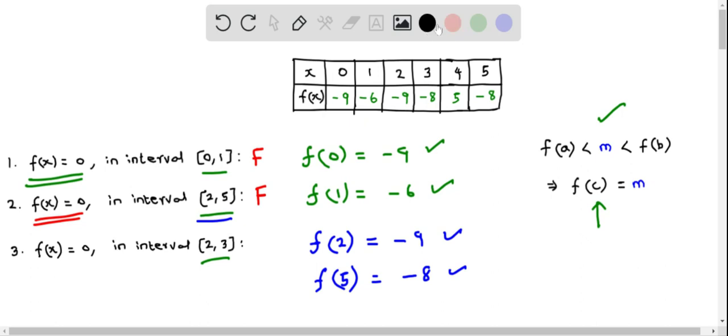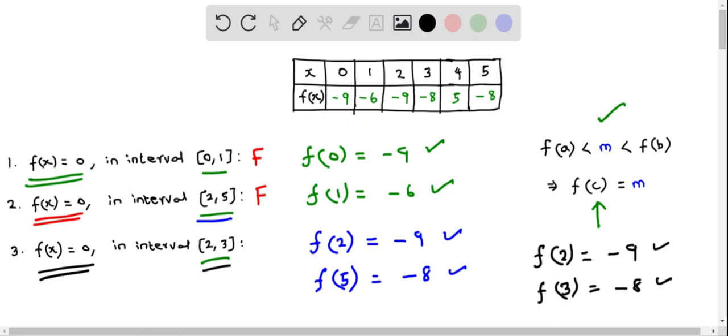Now let's find out for the third interval, that is the interval 2 comma 3. Once again I'm going to find f of 2. F of 2 is negative 9, and f of 3 we can find from the table. F of 3 is negative 8. Once again these two are negative, negative 9 and negative 8, so definitely 0 does not lie between negative 9 and negative 8. So we can see that f of x is not 0 in the interval 2 comma 3. Therefore we mark F for this interval as well.